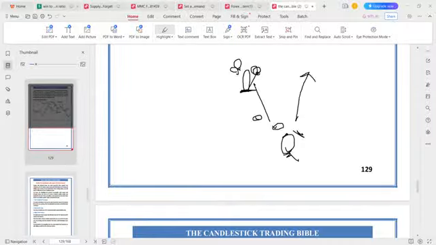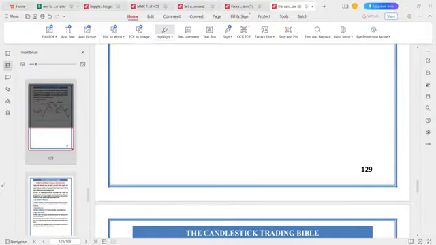So these are all variations. Nothing will be perfect. That's all I want to emphasize. Nothing will ever be perfect. So let me see if I can get another clear example as well. The only thing I could explain here is this fake out. This fake out here, a nice bearish engulfing.